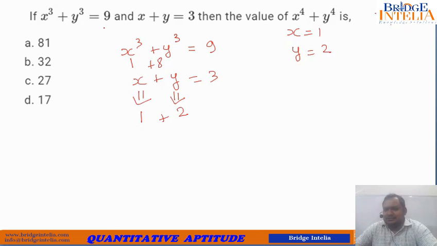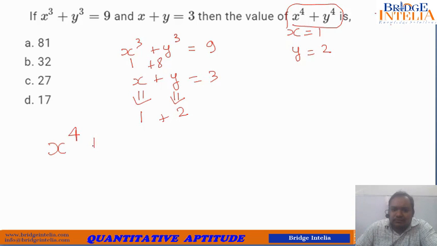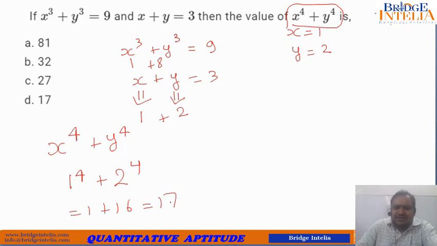That means what you have been asked to find, you actually managed to guess that out. So as soon as you have guessed that x is equal to 1, y is equal to 2, you can immediately solve this. You have been asked to find x to the power 4 plus y to the power 4, which can now be written as 1 to the power 4 plus 2 to the power 4 is equal to 1 plus 16. Answer is 17. See, 17 is one of the options. So that is what is meant by guessing.